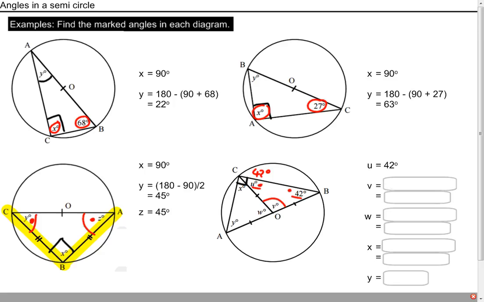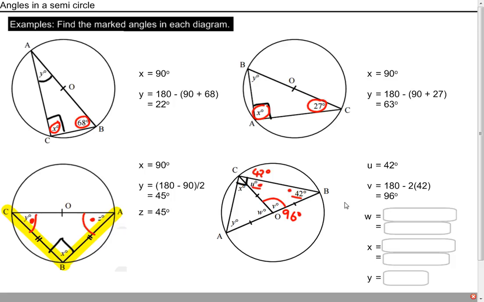So I can take away the total from 180. So 180 take away two lots of 42 would give me 96. If you've got a drawing of a decent size, which you will have on an exam or assessment paper, you could be writing in on your diagram as you go. Looking at this now, I've got two I can find. I've got a route for finding x or w.